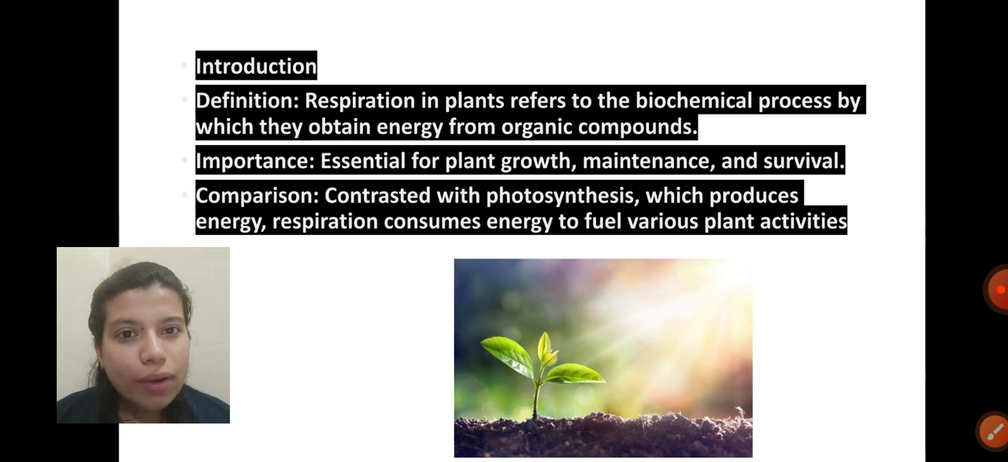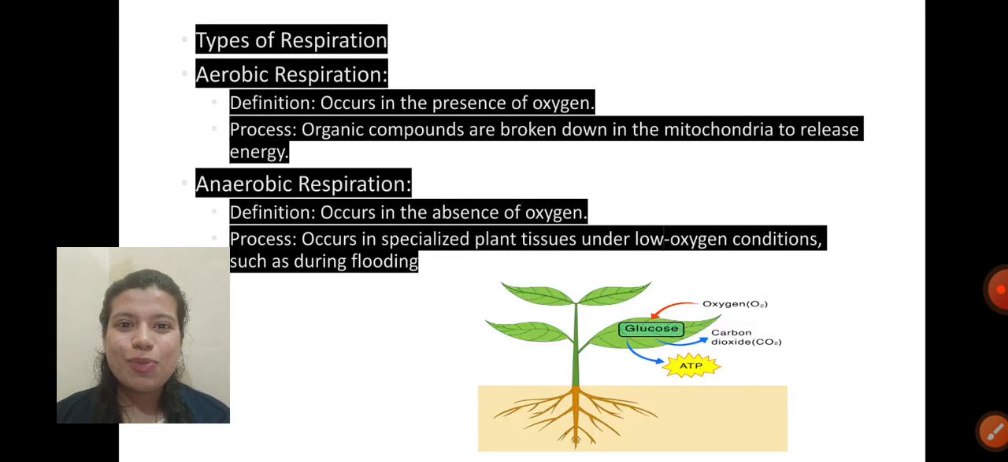But for respiration, is there any specialized organ? No. In plants there is no specialized organ for respiration. Then how does respiration take place? What are the steps of respiration? Let's discuss the types of respiration.